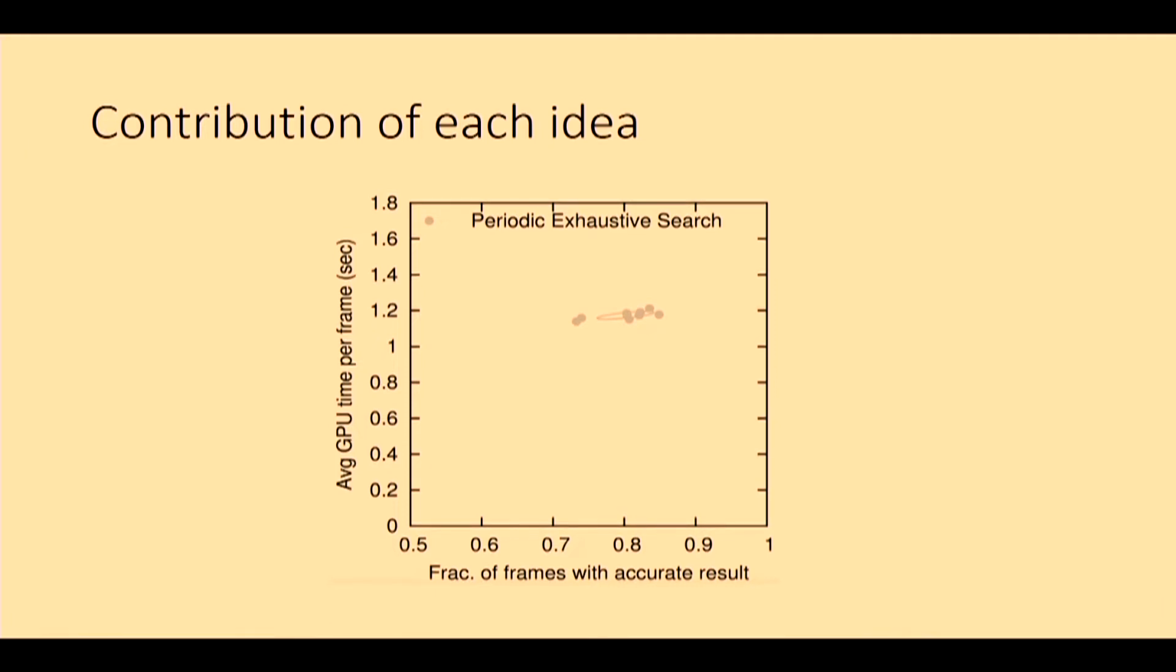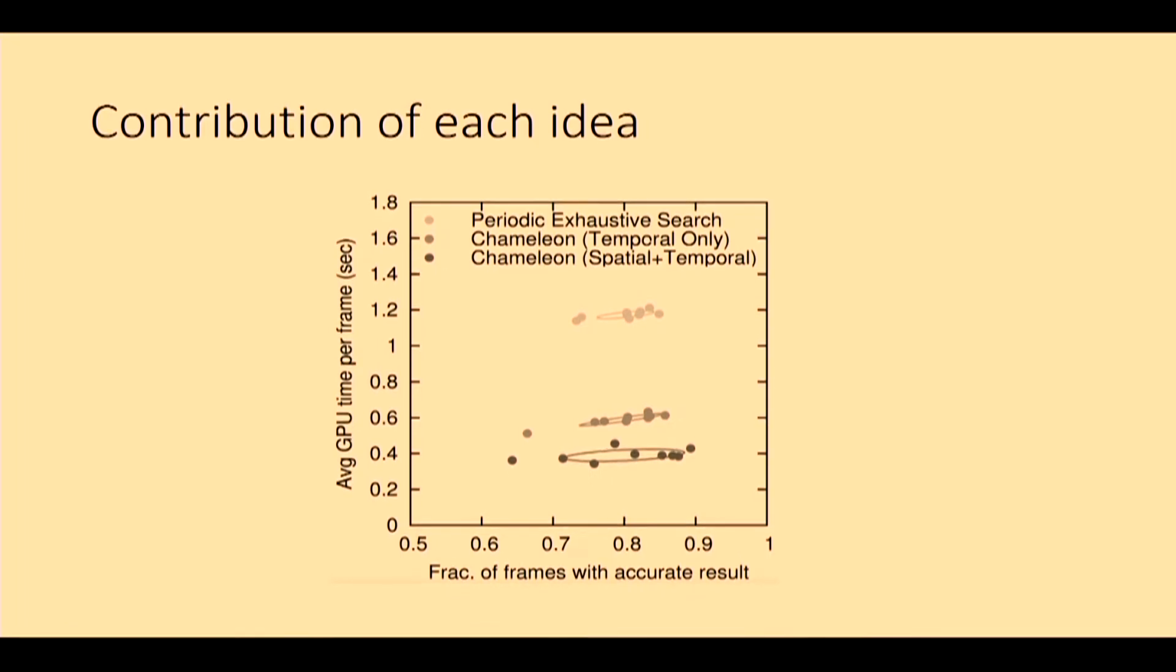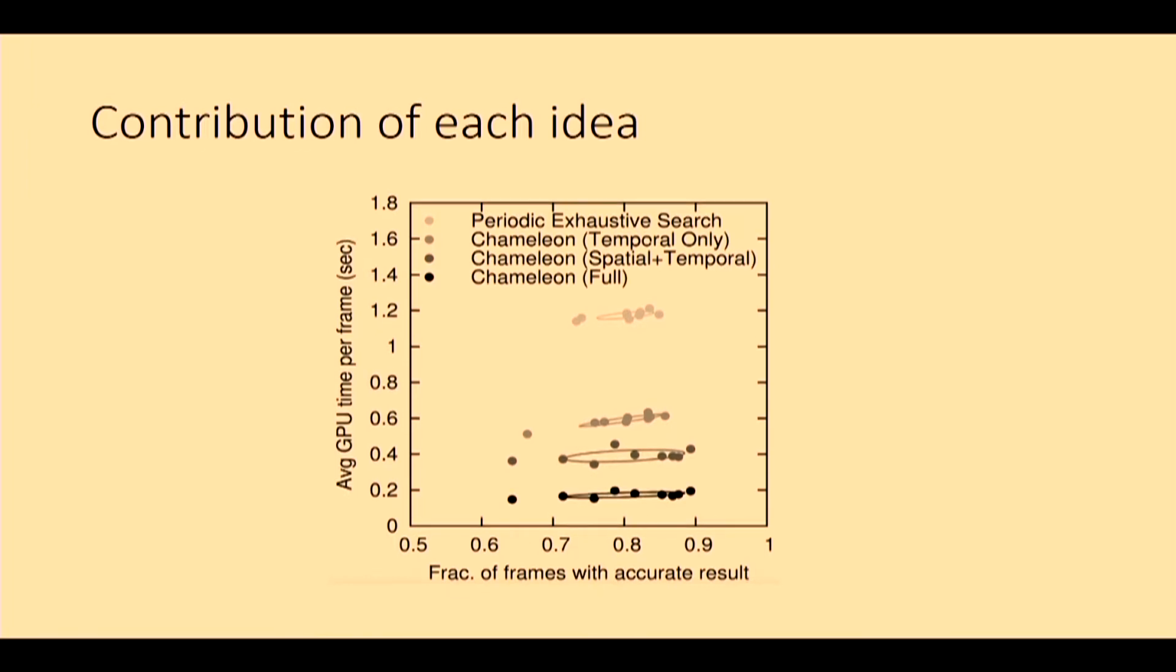Okay. I also wanted to give you an idea of how much each idea that we used actually affects our results. So this is a plot, again, of cost versus accuracy, showing what would happen if you did the periodic reprofiling that we're advocating, but did an exhaustive search each time. Initially your cost is very high. Now, if you apply temporal correlations, it'll drop to this amount. And then if you apply the spatial correlation idea on top of that, it'll drop even further. And then finally, if you use the entire Chameleon solution, which uses the independence of configuration idea, the third idea, it drops to something like this.